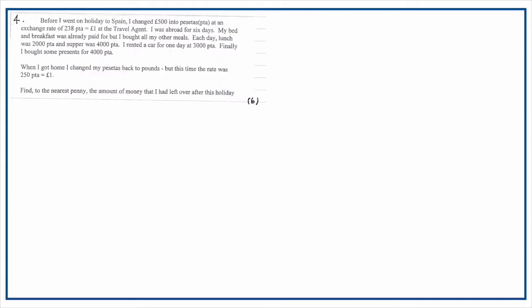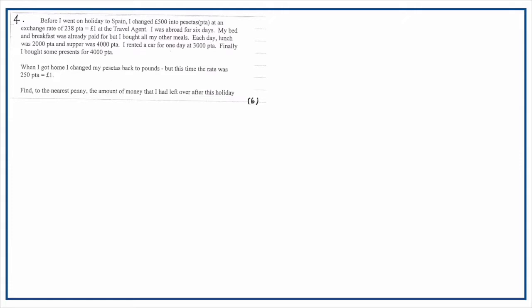Question 4, before I went on holiday to Spain, I changed 500 pounds into pesetas, PTA, at an exchange rate of 238 PTA per pound at the travel agent. I was abroad for 6 days. My bed and breakfast was already paid for, but I bought all my other meals. Each day, a lunch was 2,000 PTA and supper was 4,000 PTA. I rented a car for 1 day at 3,000 PTA. Finally, I bought some presents for 4,000 PTA.